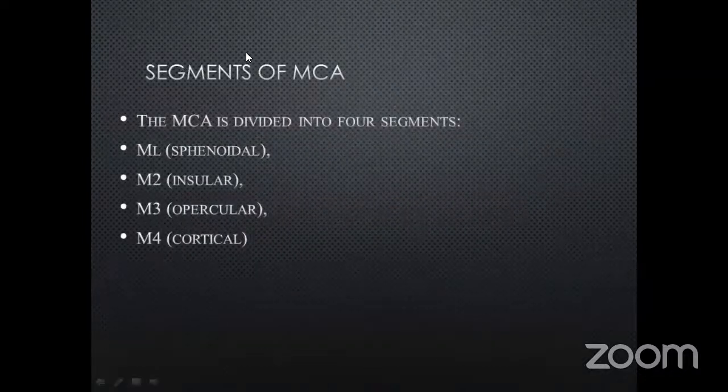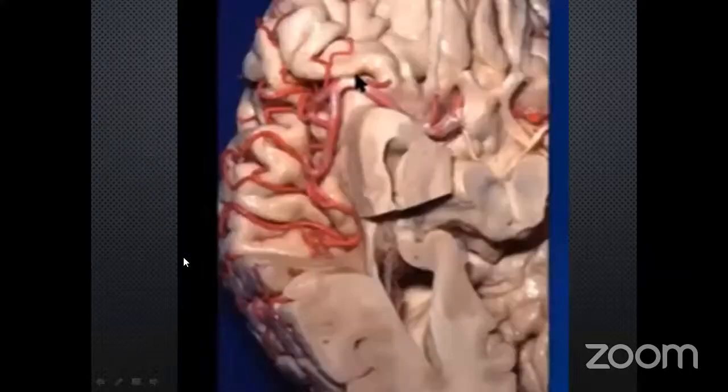So the segments of the MCA: it is divided into four segments. M1 is the sphenoidal, M2 is the insular, M3 is the opercular, and M4 is the cortical.